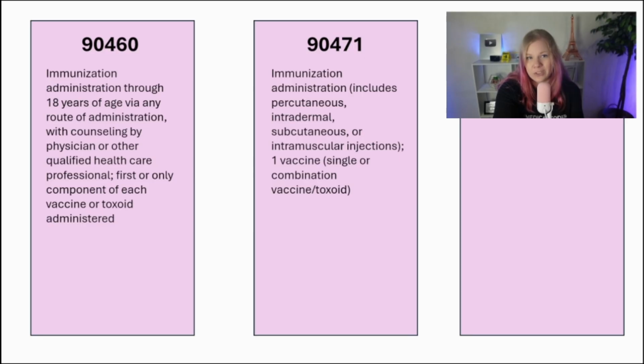If we look at 90460, that's immunization administration through 18 years of age via any route of administration with counseling by physician or other qualified healthcare professional, first or only component of each vaccine or toxoid administered. And then we use 90461 for each additional component.